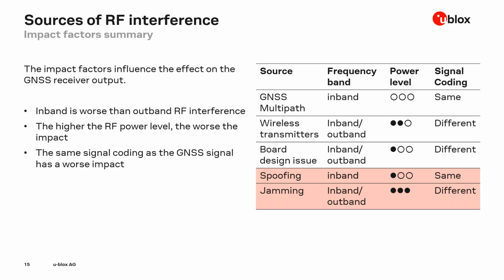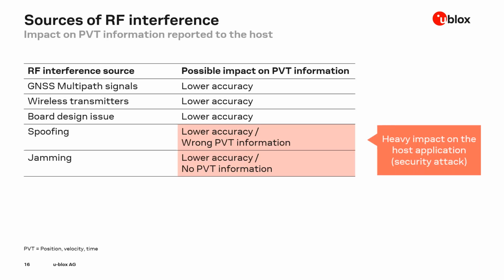And on the next slide, I quickly summarize what could be the impact there. I briefly discussed it already on the previous slide, and this is, of course, just general advice here. So if we talk about multipath signal, wireless transmitters with reasonable power, and board design issues with reasonable power, the impact usually is lower accuracy of the GNSS receiver. But you will not face the situation that it disables the function completely.